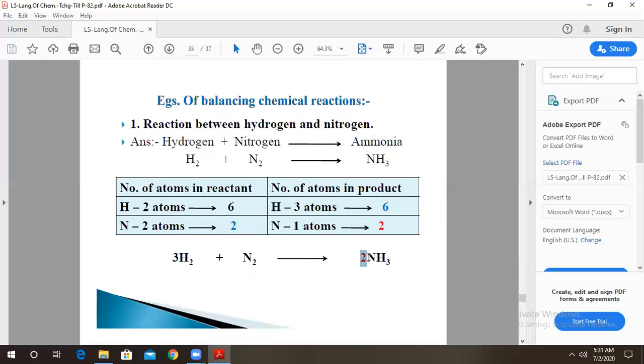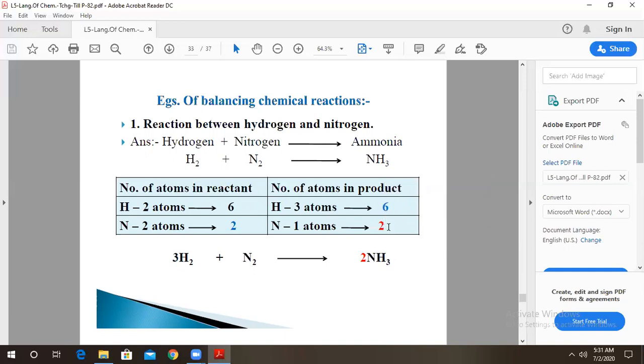And if I write 2, what does it become? 2 is multiplied to the complete NH3. So it becomes 2 into NH3, 2 molecules of NH3. So 2 into 1 atom of nitrogen is equal to 2. And hydrogen becomes 2 into 3, that is 6.